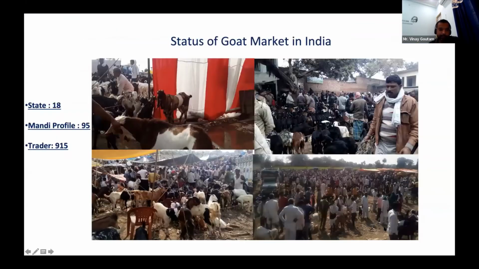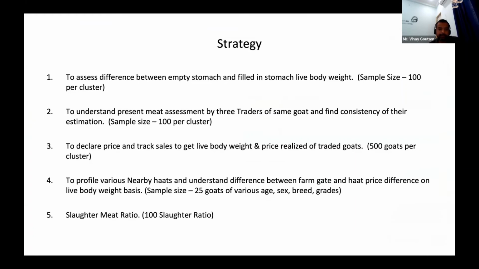Atif, this is the strategy part. Is it the fourth slide? Yeah, okay. Thank you. Awesome. Thank you so much, Atif.